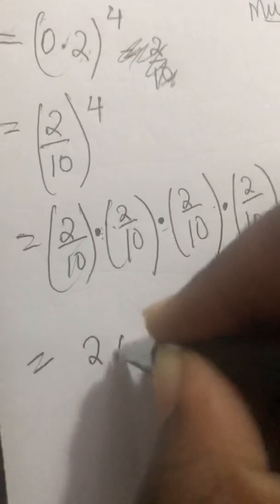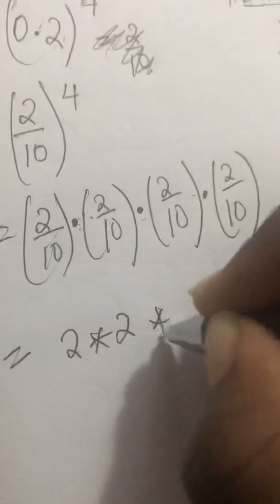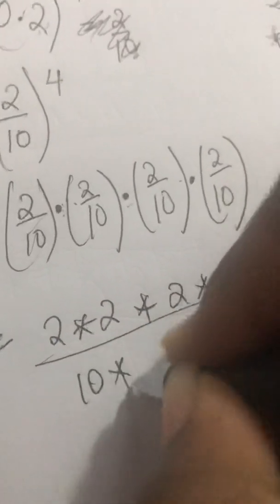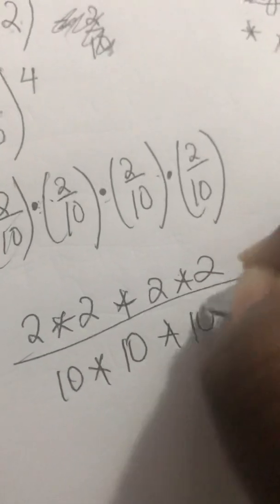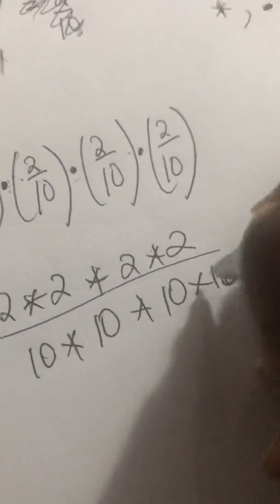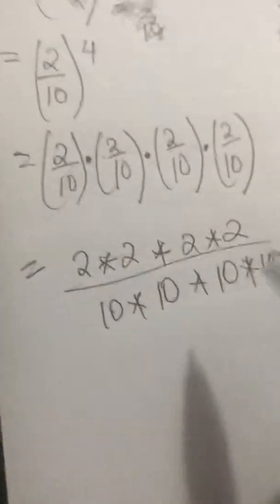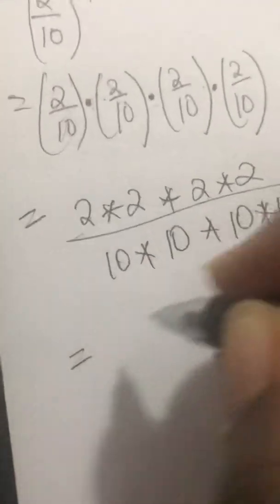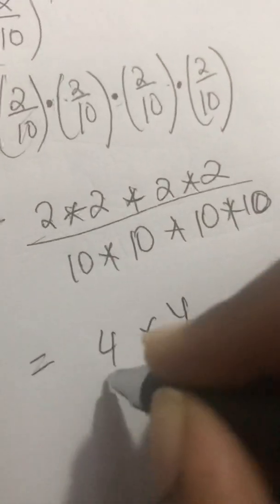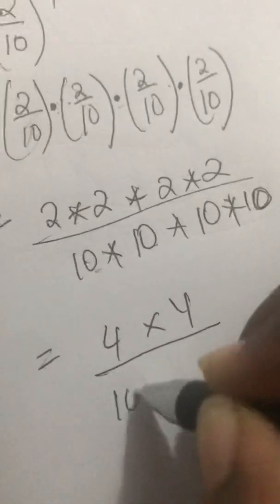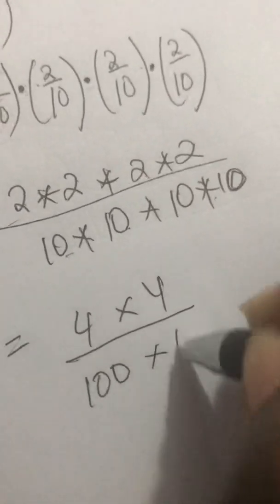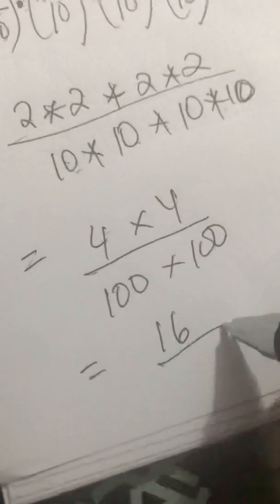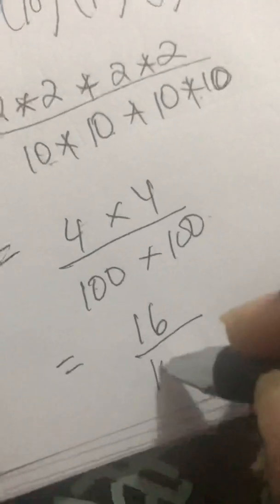So that becomes 2 times 2 times 2 times 2 over 10 times 10 times 10 times 10. Okay. 2 times 2 is 4. 2 times 2 is 4. Okay. 4 times 4. 10 times 10 is 100. 10 times 10 is 100. Just like that. 16. 4 times 4 is 16. 100 times 100 is 10,000.